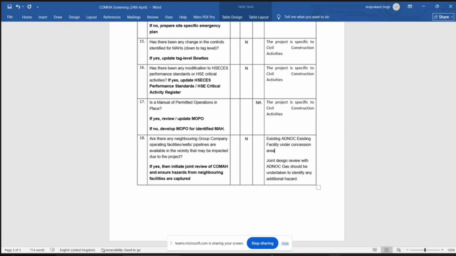That's why they are not impacted. So the answer is yes. Okay. But they are not impacted to the project. Yeah, so our scope is related to construction activity only. So yes, the answer is yes.